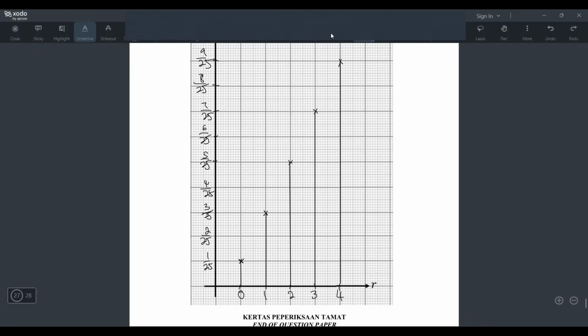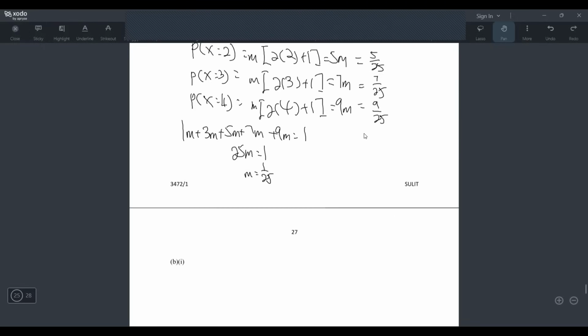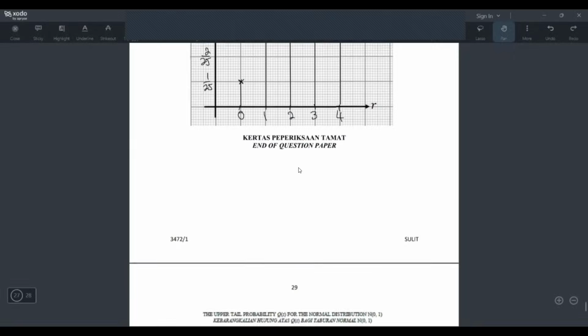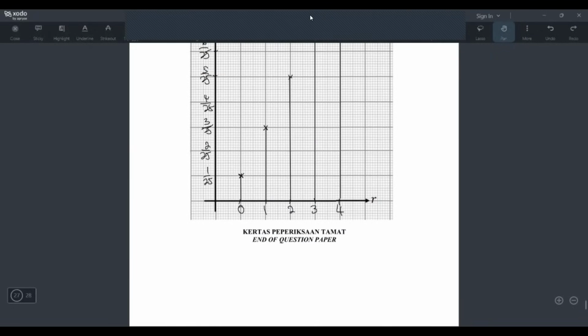Okay, I think I'm done with this paper. Is this the last question? Yeah, 5 marks, 3 marks, 8 marks total. And yeah, that's the end. Okay, kertas peperiksaan tamat.